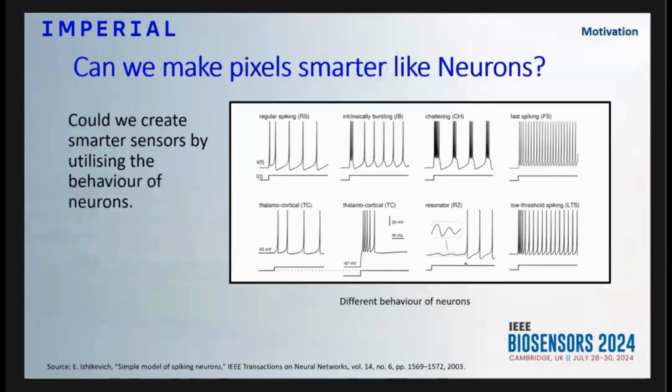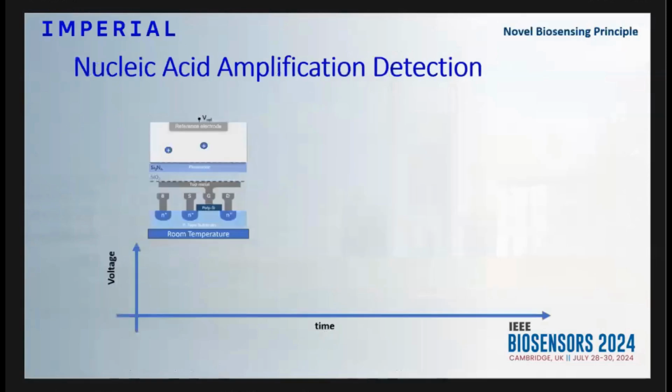Well, that brought us to the question: can we make our pixels smarter, like neurons? There have been multiple models of different behaviors of neurons, like regular spiking, intrinsic bursting, chattering, fast spiking, thalamocortical responses, resonator, and low threshold spiking. What we wanted to do was mimic the intrinsic bursting or the thalamocortical. And that's what we've achieved in this paper.